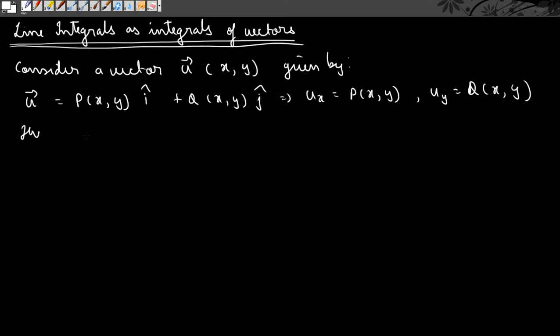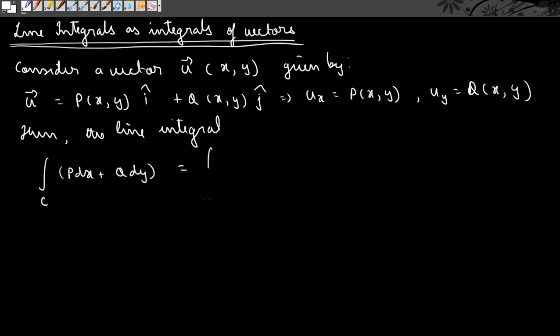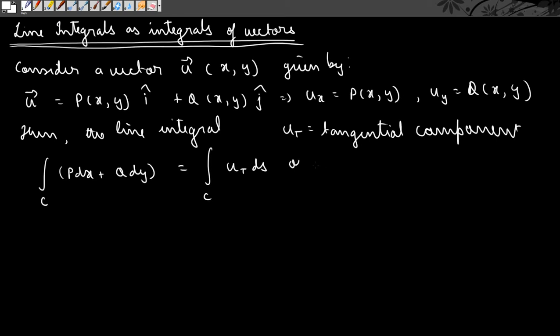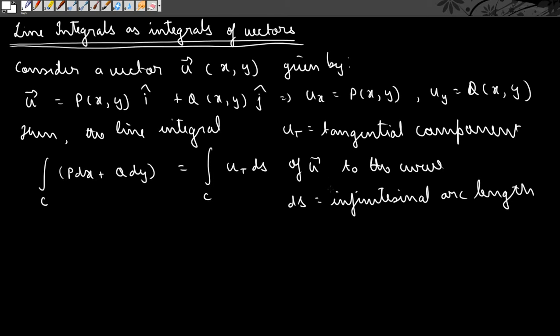Okay, then the line integral, given by the integral over a curve C of P dx plus Q dy, will be given by the integral over the same curve of u_t ds, where I'm going to explain what u_t means. Here u_t is nothing but the tangential component of u to the curve, and ds is nothing but the infinitesimal arc length, and this should also be along the direction of u.